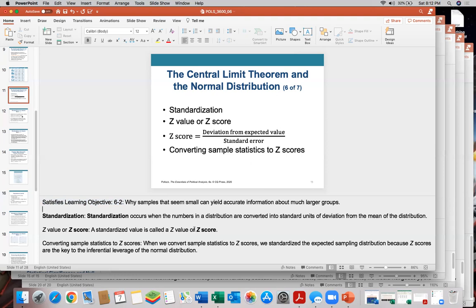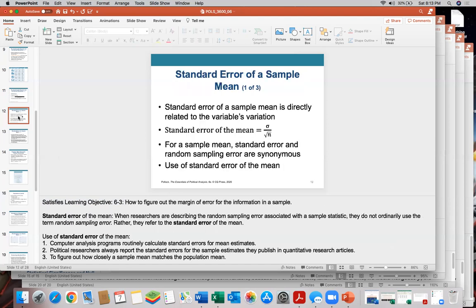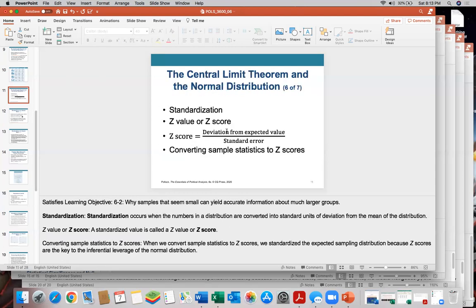So it's probably good to familiarize yourself with these z-scores. It's basically understanding that by standardizing the scores, your sample distribution is going to be closer to the actual distribution. That's the idea behind it. And a z-score is the deviation from the expected value divided by the standard error.